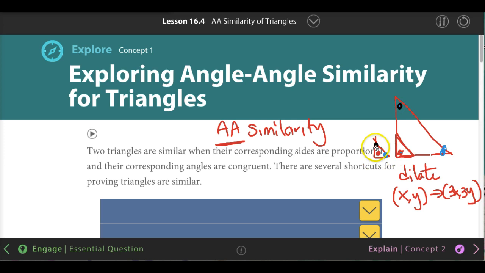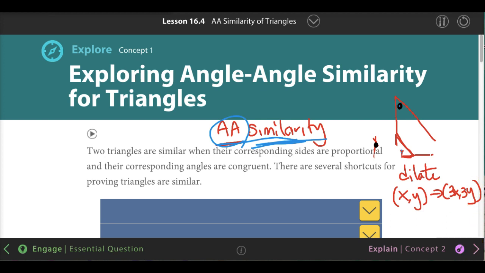The black one and the red one measure the same, and so the blue one has to be 180 minus the black and the red, right? So therefore, if we have three angles that measure the same, then we know that the sides can be proportional, right? So therefore, that is what AA similarity is. If you have two triangles and two angles measure the same, so I'll have to take away the blue one. Oops, that was a big eraser. Anyhow, if you have two angles that measure the same, then the two triangles are similar to each other.